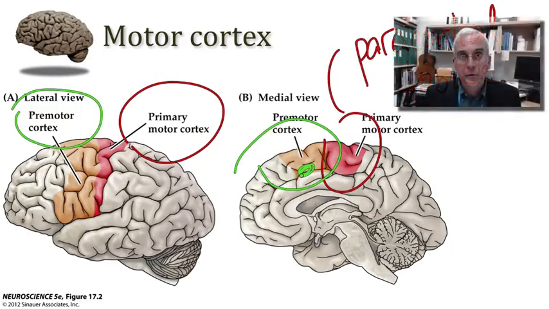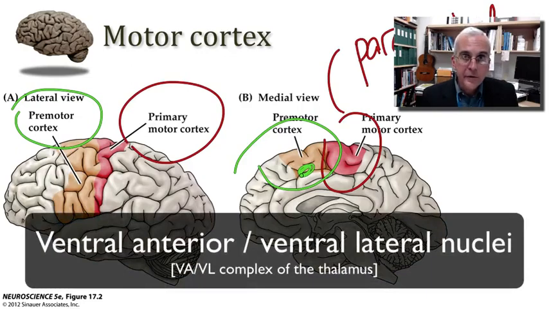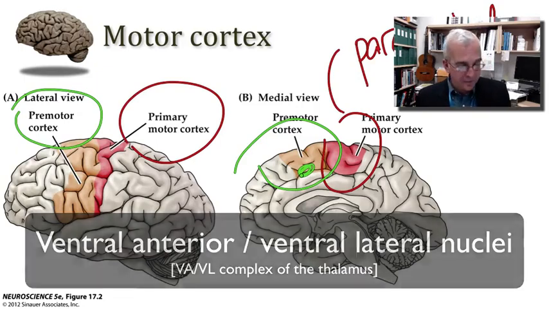Now, each of these divisions of the motor cortex, the primary motor cortex and the premotor cortex, give rise to these descending projections to lower motor neuronal circuits in the spinal cord as well as the brainstem. Collectively, these divisions of the motor cortex receive input from the thalamus, as do all regions of the cerebral cortex. We can identify two nuclei of the thalamus that are primarily responsible for projections to the motor cortex. They are the ventral anterior nucleus and the ventral lateral nucleus. Sometimes we refer to them together as the VA-VL complex of the thalamus.